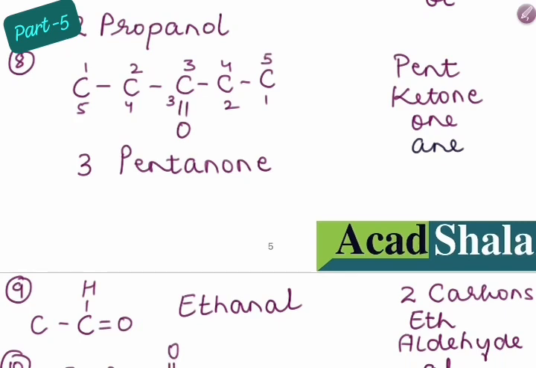Now the next one. How many carbon atoms are present? 5. So what is the root word? Pent. What is present over here? Single bonds. So it will be pentane. Fine. One more thing I'm seeing over here. Functional group is also attached. Where? That is, which is the functional group over here?